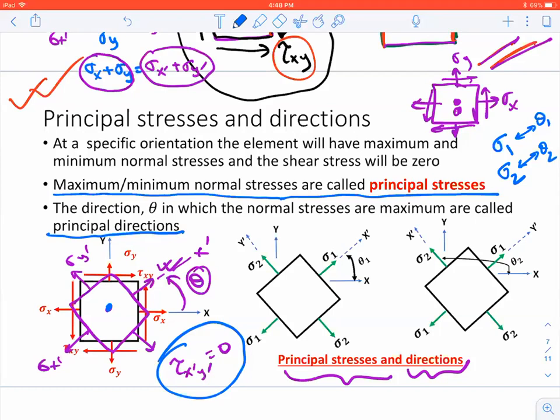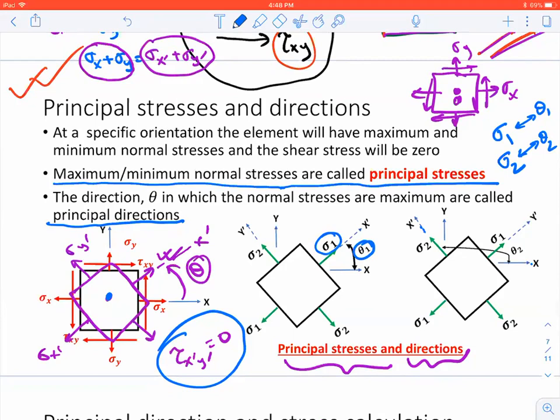Okay, so if you see the angle between x and x prime, where x prime is in the direction you are looking at sigma 1, that angle is theta 1. Now if you want to look at sigma 2 and consider x prime to be acting in the sigma 2 direction, you keep rotating it by another 90 degrees, then your y prime will take the position of x prime. So this is what you will see. And you will see that the angle between x and sigma 2 is theta 2.